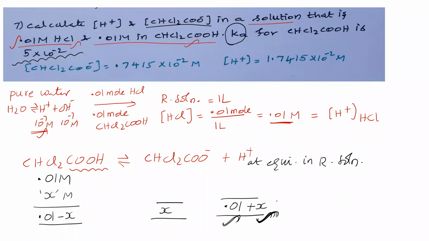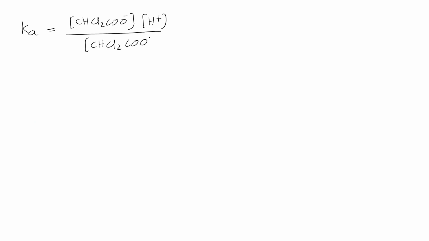Now we have to find X. For that we will go for the equilibrium constant. Ka is given, so take Ka and in the Ka expression, in the numerator write the right side terms, dichloroacetate and H plus. In the denominator write dichloroacetic acid. So now we are writing the Ka expression. Ka is equal to, in the numerator, dichloroacetate ion and H plus concentration, and in the denominator, dichloroacetic acid.